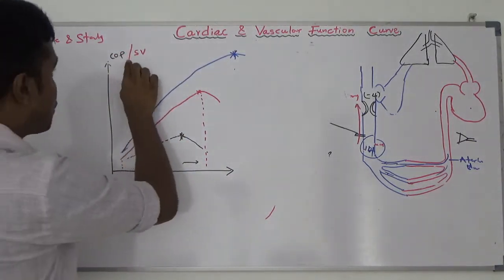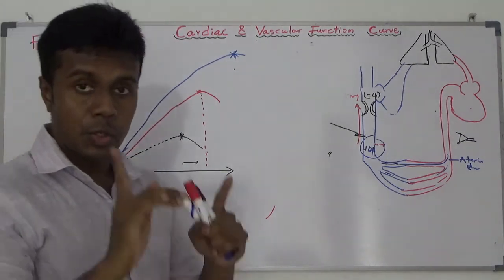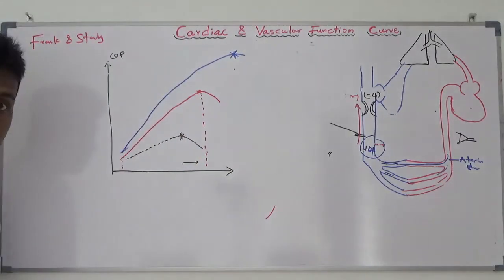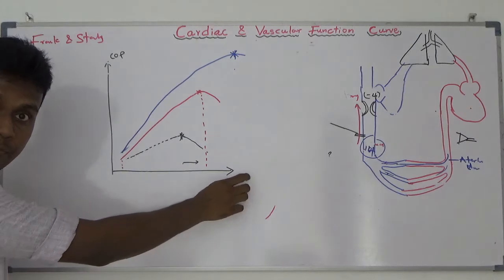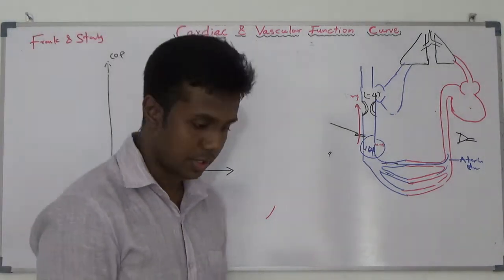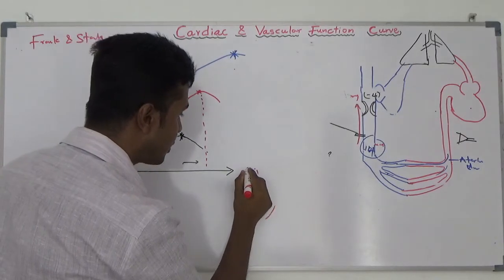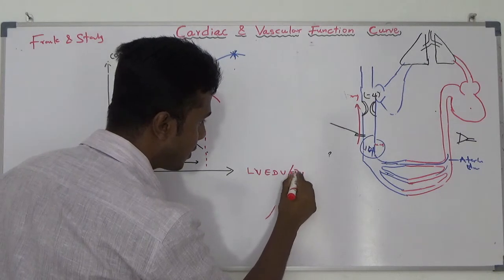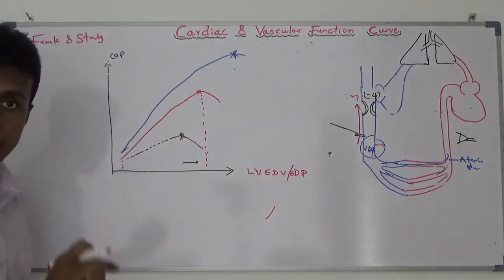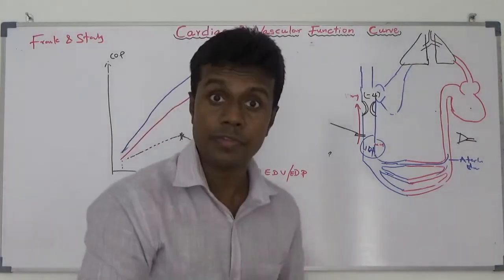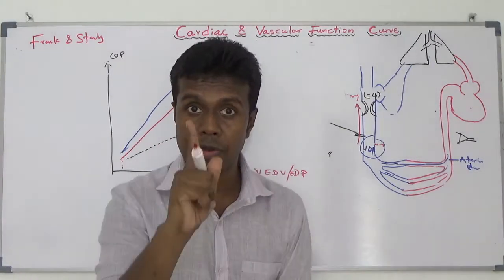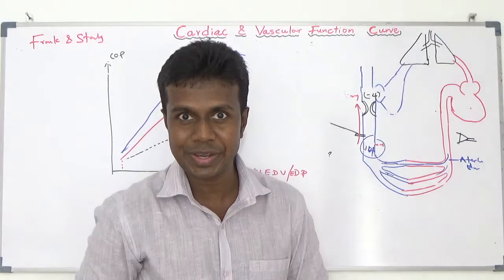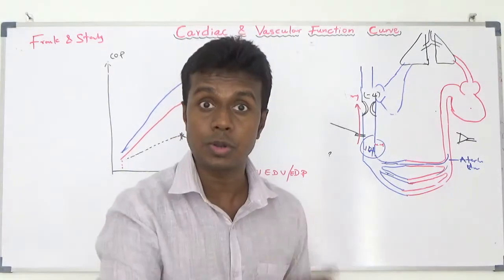Here, cardiac output or stroke volume. Actually, to say cardiac function curve, this axis should be cardiac output, and this axis should be end-diastolic volume or end-diastolic pressure. Left ventricular end-diastolic volume or end-diastolic pressure, to say cardiac function curve. To say vascular function curve, the y-axis should be venous return, and the x-axis should be right atrial pressure. To say vascular function curve.